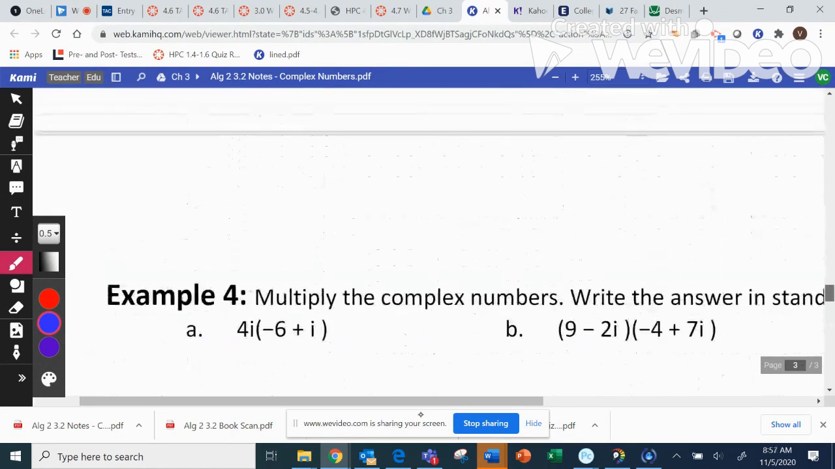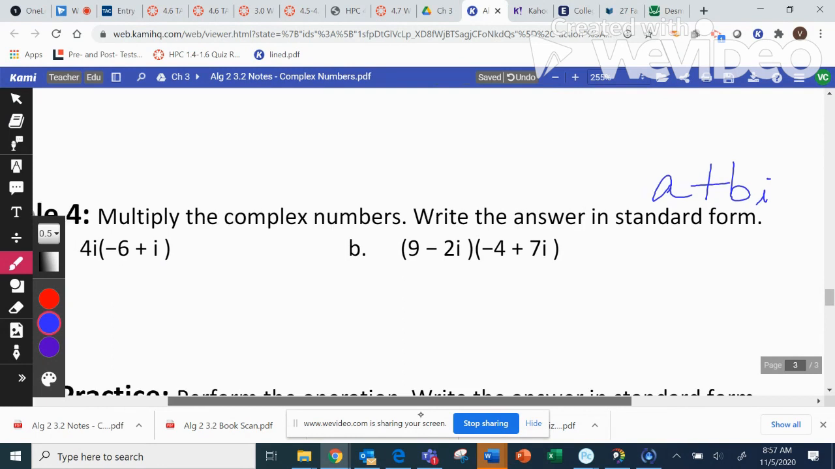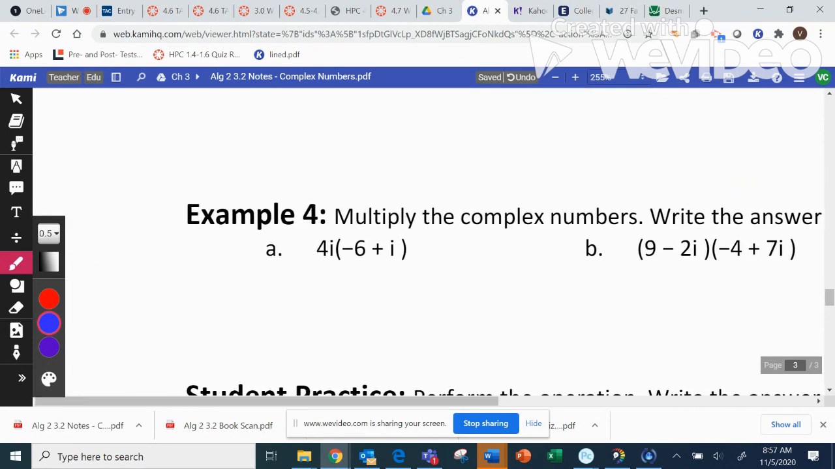Multiply. Write your answers in standard form, which is a plus bi. So we're going to multiply. First one, distributive property. We're going to multiply them. When you multiply stuff in math, question? A plus bi, the real plus the imaginary. There you go. Real plus imaginary. So we just don't want to write it as the imaginary plus the real. Do the real plus the imaginary.